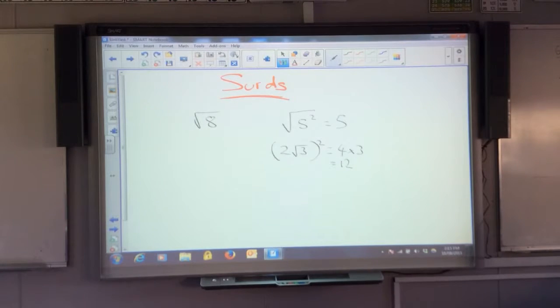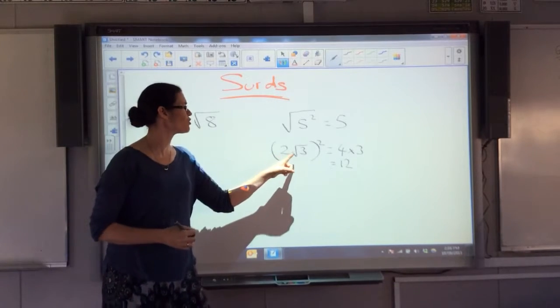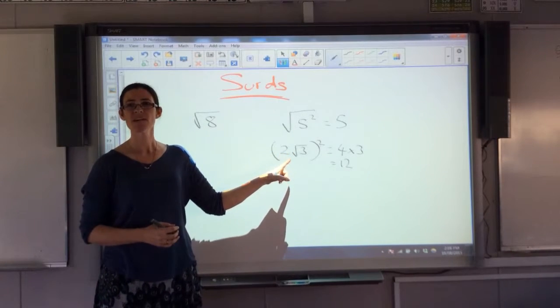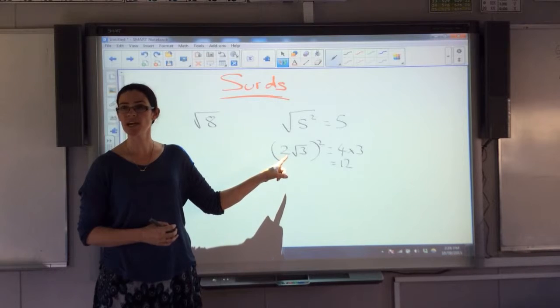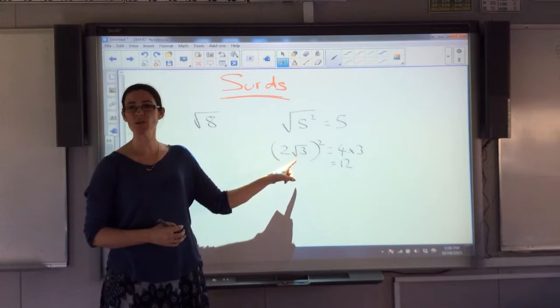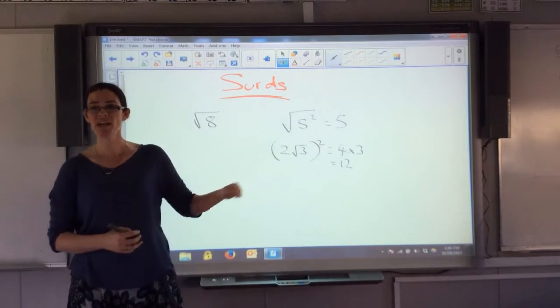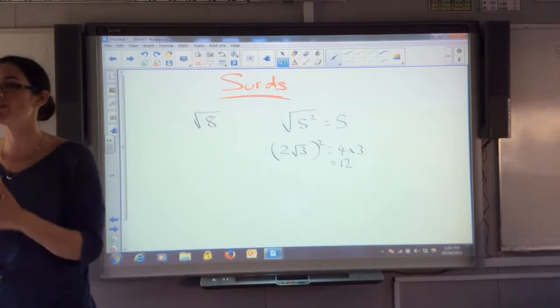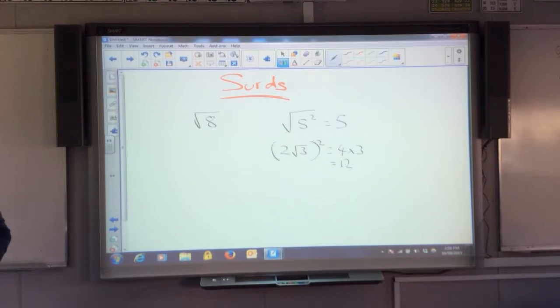So whenever I'm squaring, I need to know that the squaring cancels out the surd. Where did the times come from? What's between this 2 and the root 3? An invisible times, okay? So remember, we don't need to write it in. We understand if there's no symbol there, it will be a times. If it was a plus or a minus or a divide, we'd have to write it in. Okay, so that's really important.